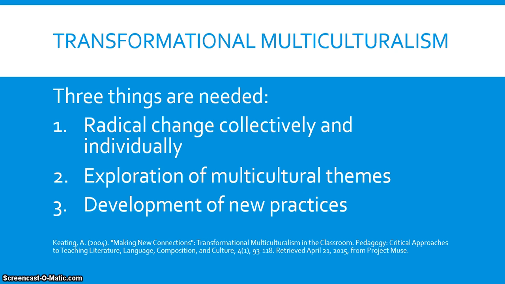Now I want to move to transformational multiculturalism, and Anna Louise Keating, who wrote this article on transformational multiculturalism and how she feels that this is what we need within the classroom. It's more of a movement and an idea that she thinks will spark interest in creating multiculturalism. She states that the three things we need are a radical change, both collectively as a classroom or as teachers or as a nation, to make multiculturalism a focus, and also on an individual basis.